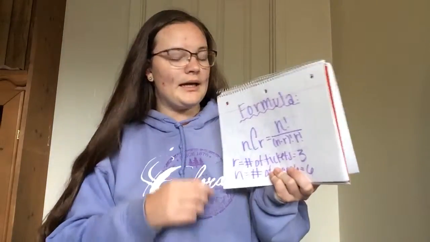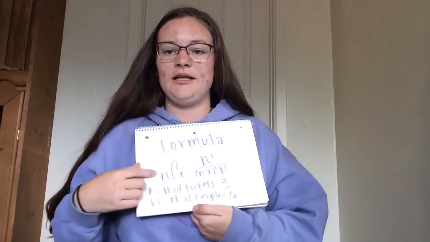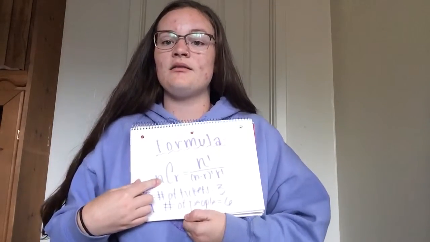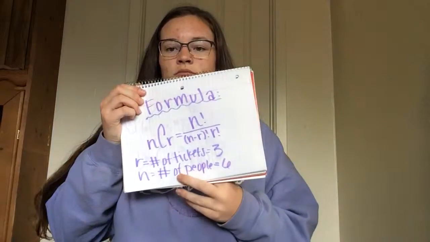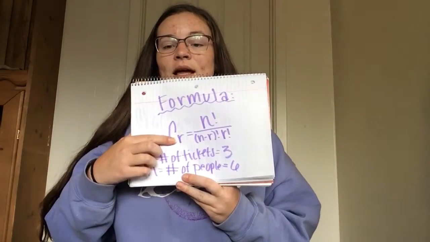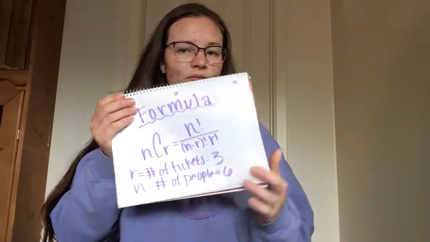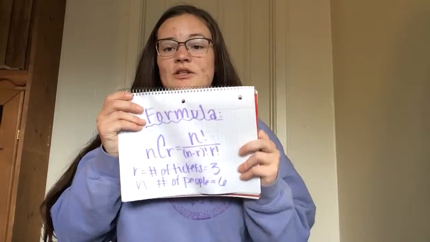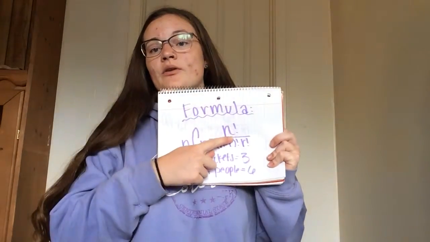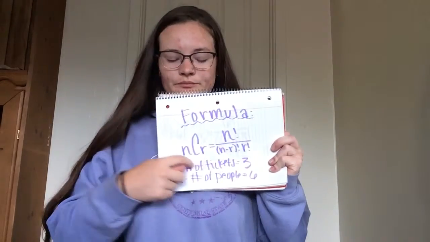So the formula for a combination problem only has n and r in it, and it is n combination r, and this is what shows on your calculator. But what your calculator is actually doing is n factorial over n minus r factorial times r factorial.